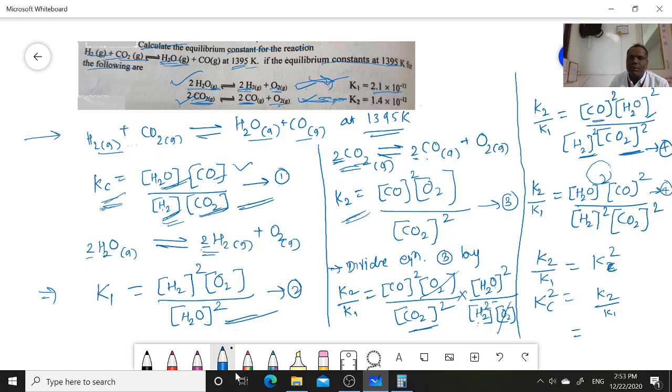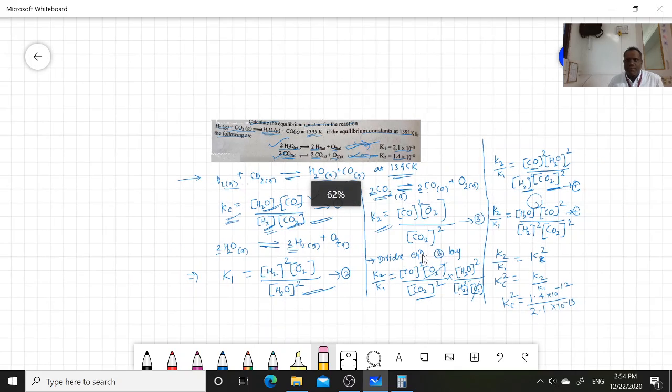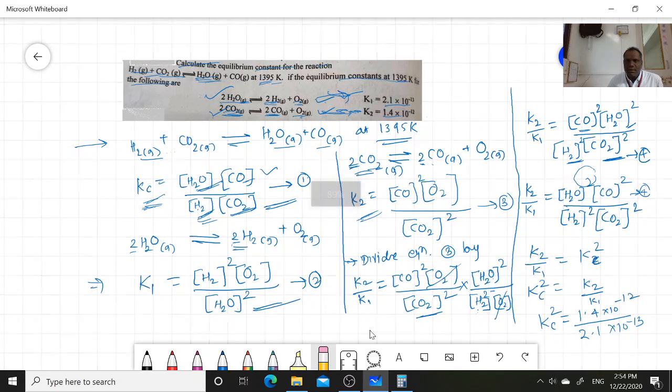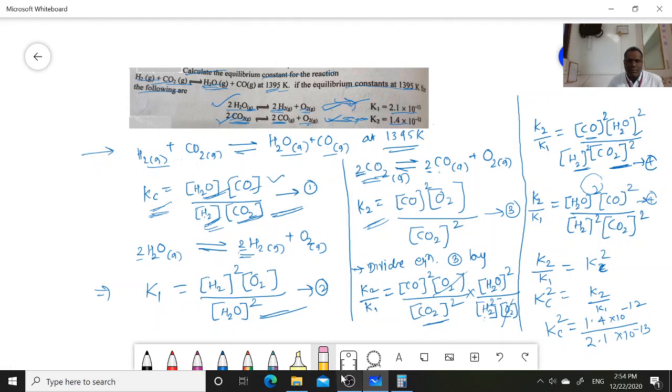K2 value is how much? 1.4 into 10 raised to minus 12, divided by the K1 value. K1 value is 2.1 into 10 raised to minus 13. Therefore Kc square is equal to, I will clear this board first so that we can have some space to write more things.